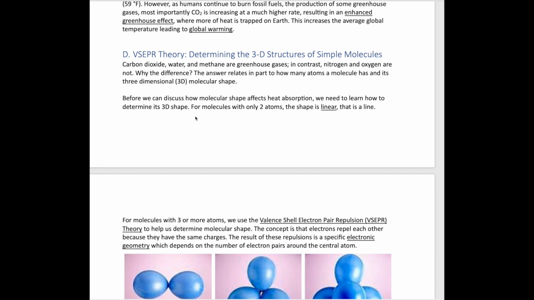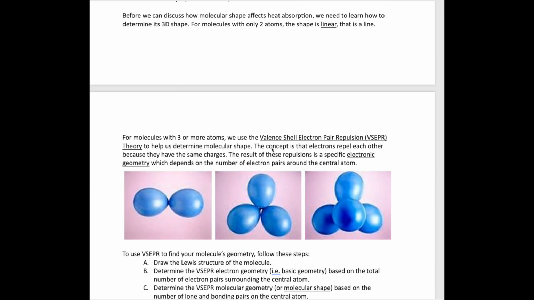We have to understand a theory that is called VSEPR, which stands for Valence Shell Electron Pair Repulsion Theory. It says that because a molecule has atoms in them and the atoms have electrons in them, the electrons are going to repel each other. Now, the repulsion occurs because electrons have the same charge. They're all negatively charged. The interesting thing that comes as a result of this repulsion is that specific electronic geometries are formed, and that only depends on the number of electron pairs around the atom that you're looking at, which we usually call the central atom.